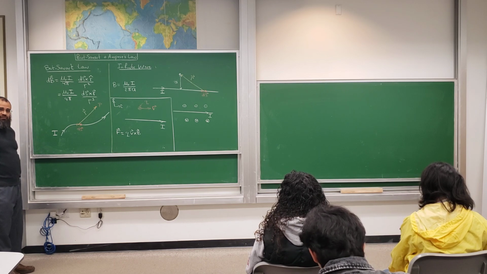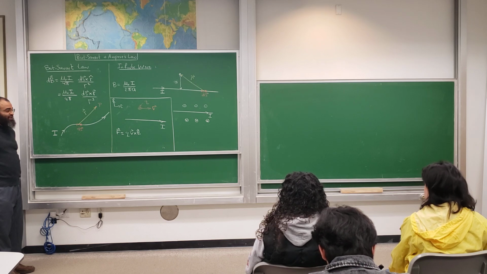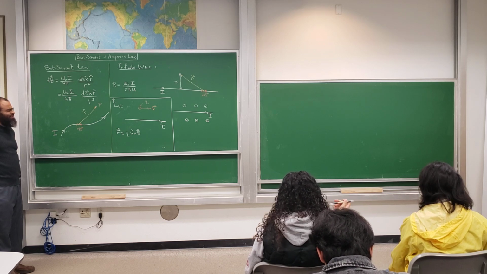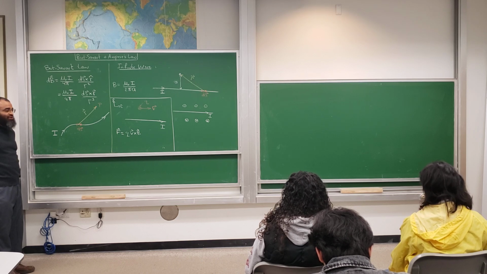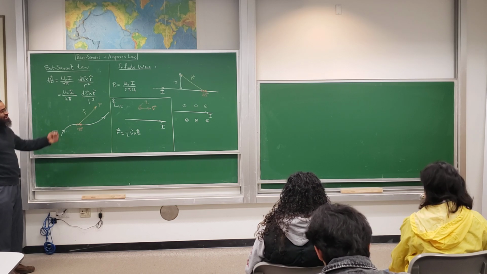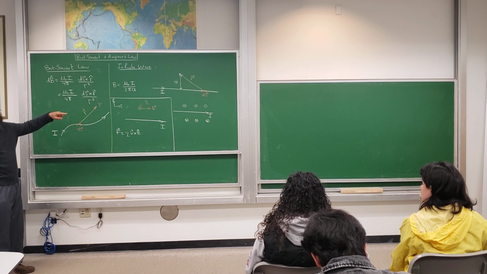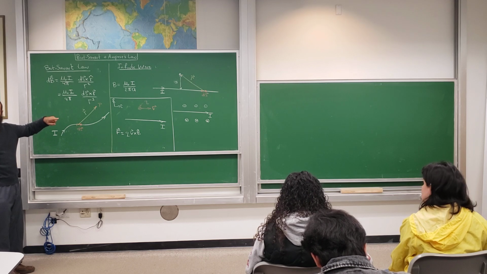Yeah, V and B. V is to the right, and the magnetic field is towards us. Okay, good. So the magnetic field is out of the board, the velocity is to the right. So they make a 90-degree angle with each other.